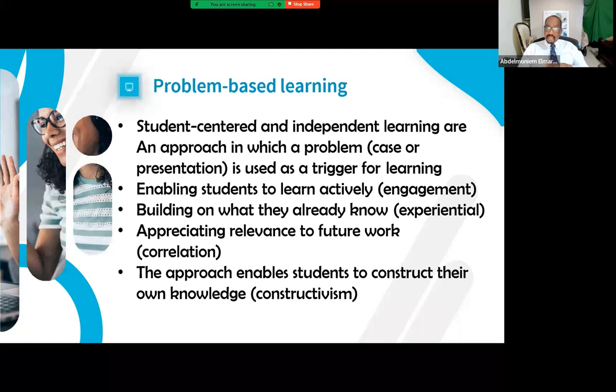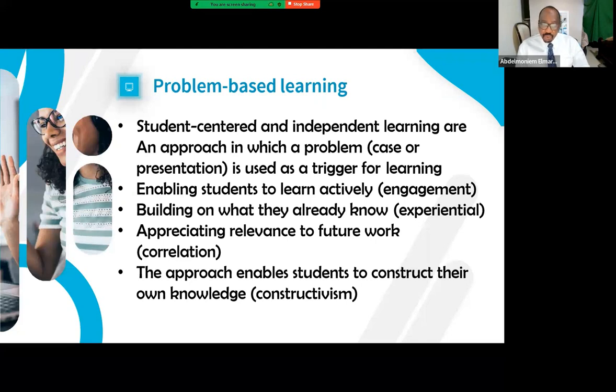Now, problem-based learning uses student-centered and independent learning, in which a problem or a case or a presentation is used. And when we say a case, it means I'm dealing with a clinical condition or a clinical presentation. I can give you a case, but I give you cough, and ask, I use it as a trigger for learning. And this is called problem or case-based learning. Later on, we are going to address this issue again.